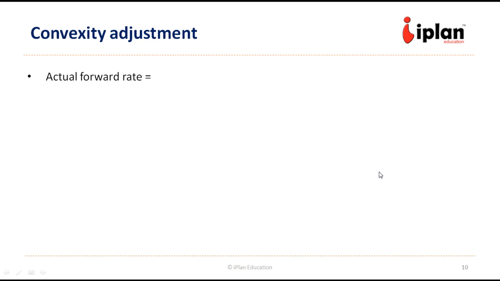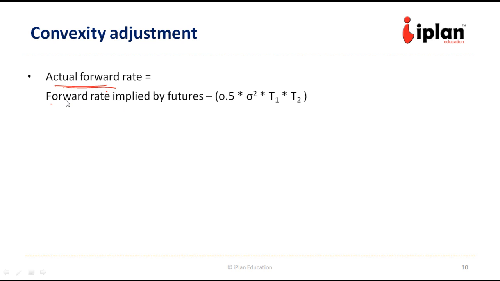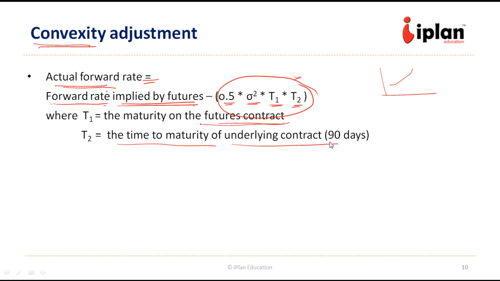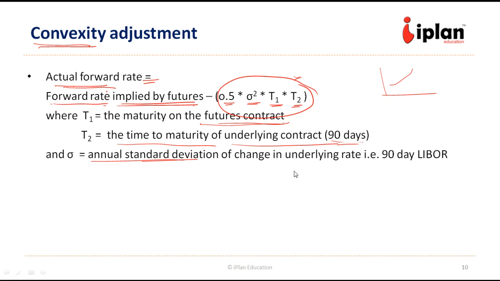Now let us look at one adjustment to this formula, convexity adjustment. So we have actual forward rate that will be given by forward rate implied by the futures, which we have calculated, minus half into sigma square into T1 into T2. So this is the adjustment for the convexity. Since it does not follow a linear relationship, there is curve. So because of that, we have this adjustments for the convexity. Here T1 is nothing but the maturity on the futures contract. T2 is the time to maturity for the underlying contract, which is 90 days in this case. And the sigma is the annual standard deviation of change in underlying rate, which is 90-day Libor in this case.